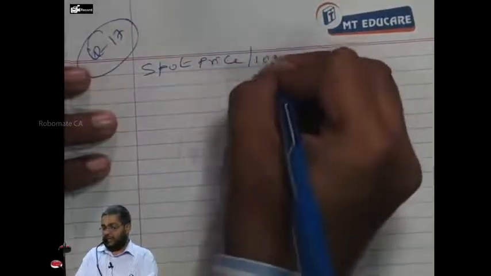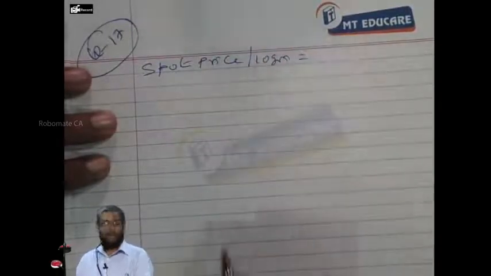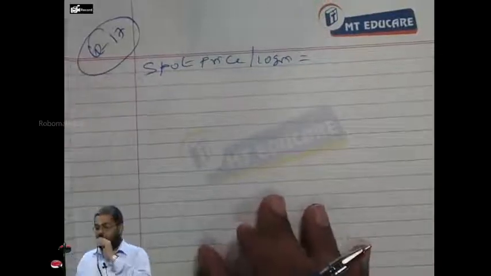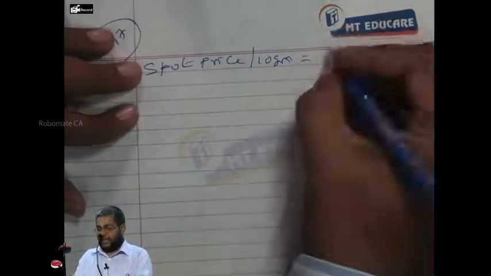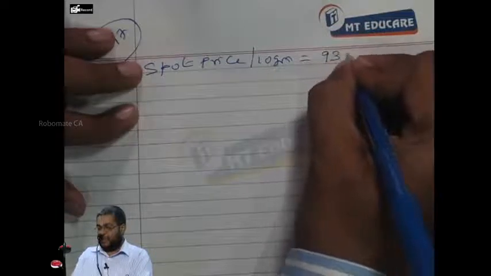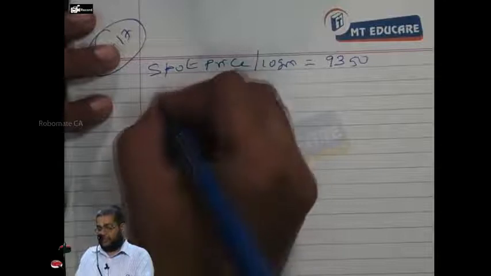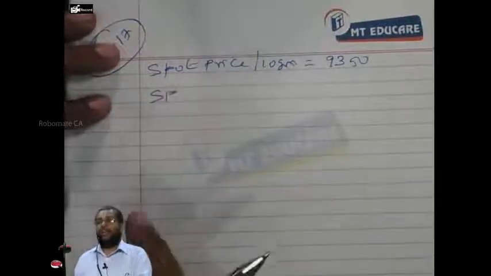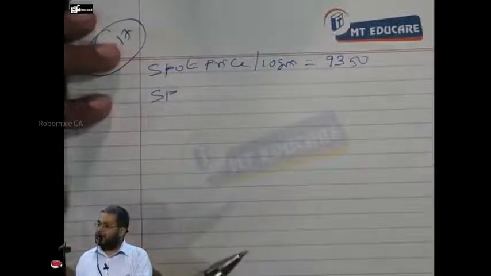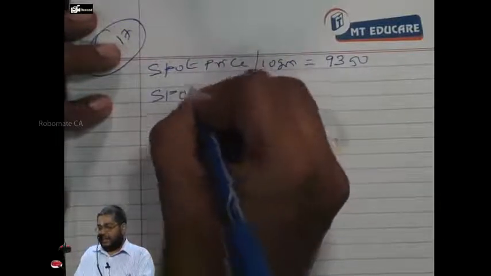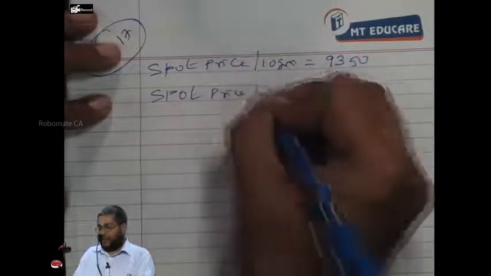Spot price per 10 grams. They are given to you per 10 grams first. What is the spot price per 10 grams given? 9,350 rupees. Am I right or not? 9,350 rupees. Now, the contract is for 1 kg. I should find out the spot price per what?